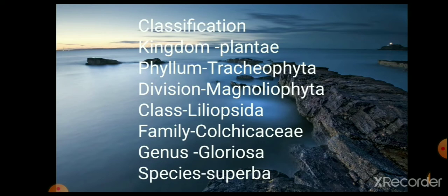In classification, we can see that it belongs to the phylum Tracheophyta, division Magnoliophyta, class Liliopsida, that means it is a monocot plant, family Colchicaceae, genus Gloriosa and species superba. So this plant's scientific name is Gloriosa superba.